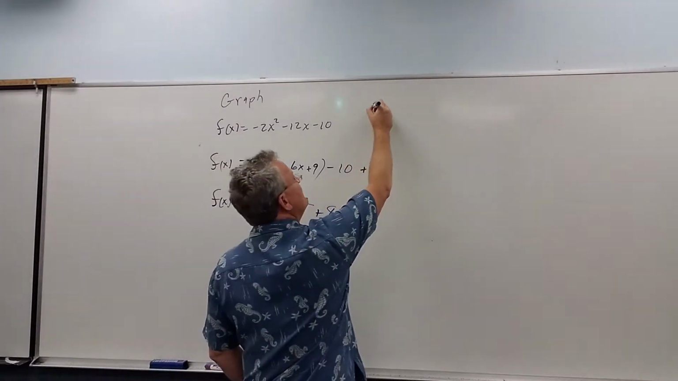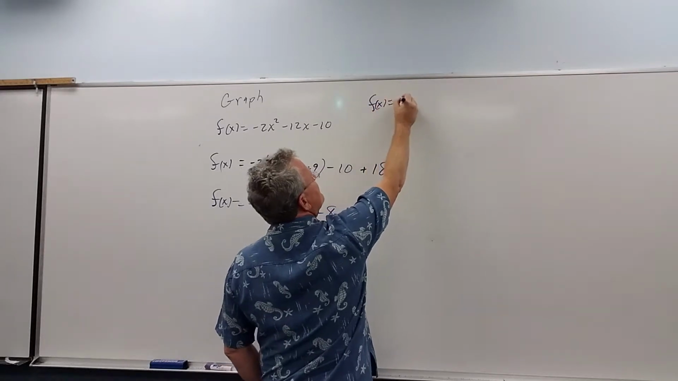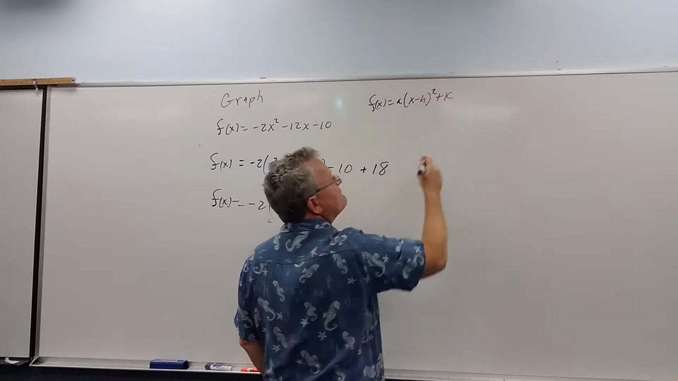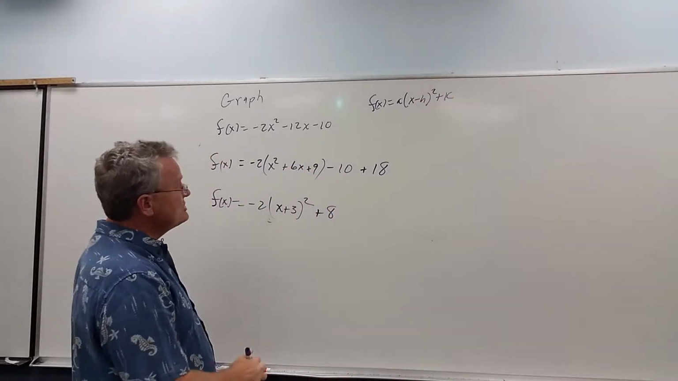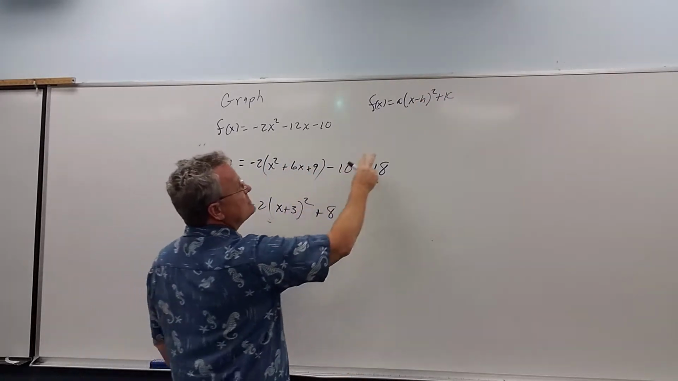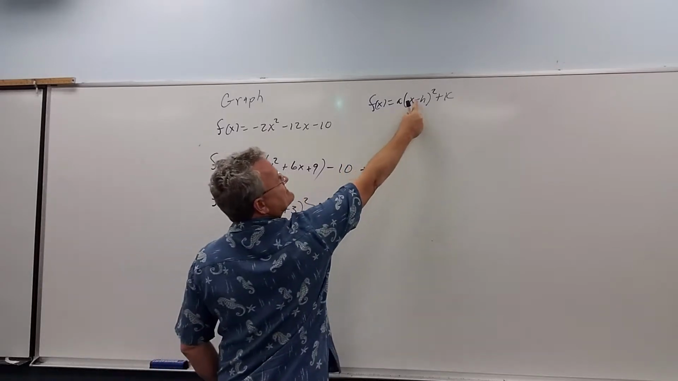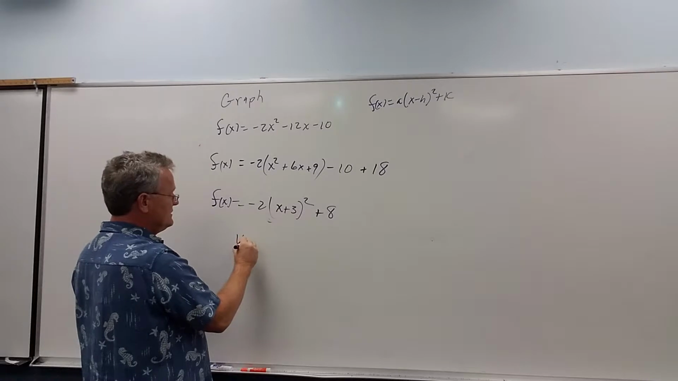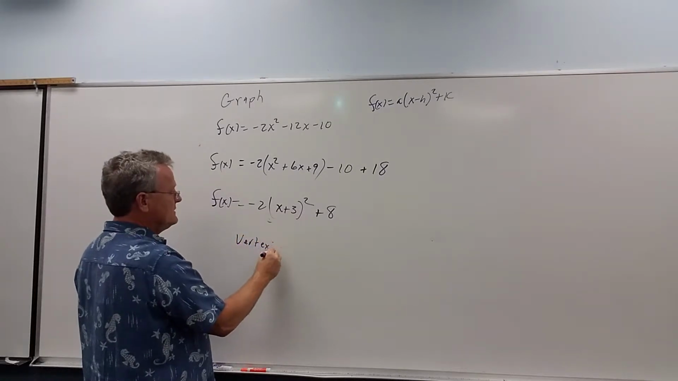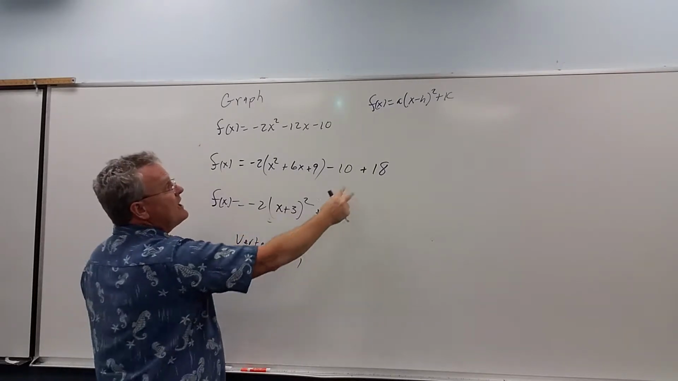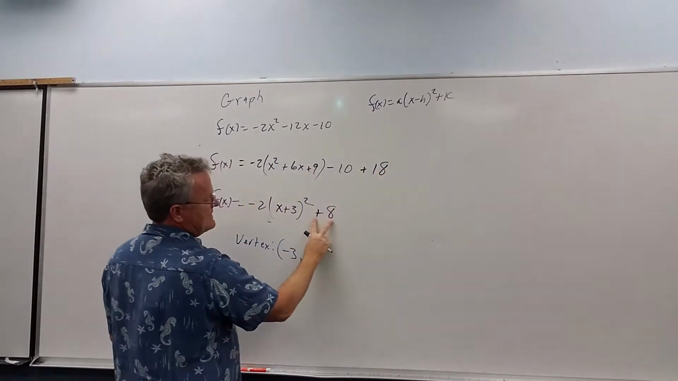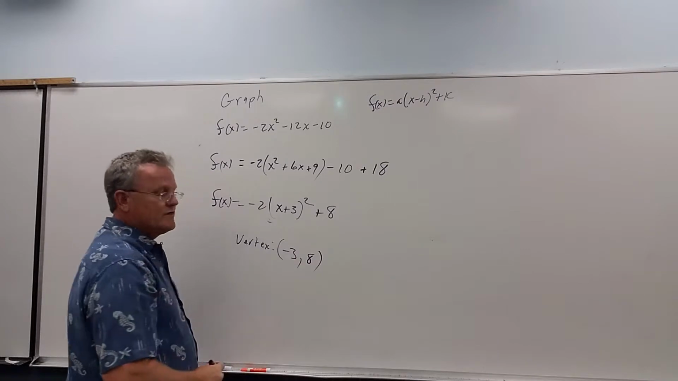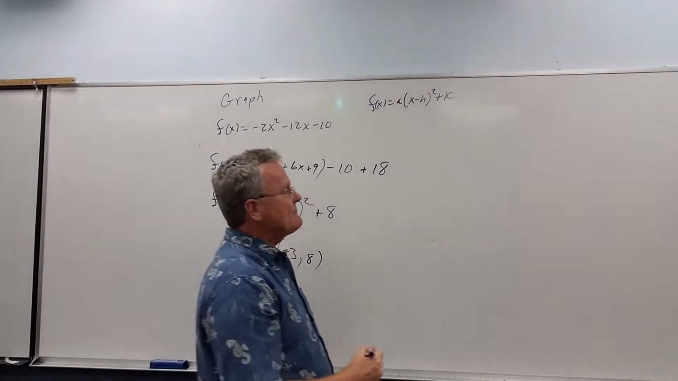And remember, in an earlier video, when we have this, the vertex is the point (h, k). So h is the opposite of +3, which in this case is -3. So the vertex is -3, and you keep this sign the same, +8. So that's the vertex. Let's plot that.